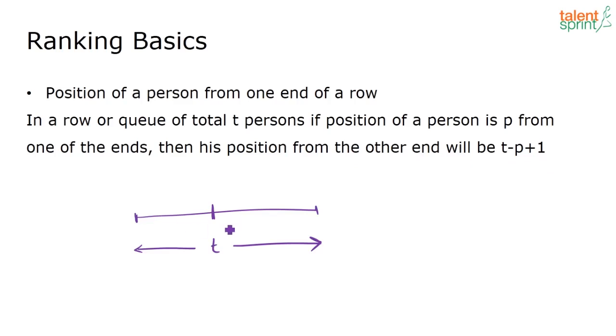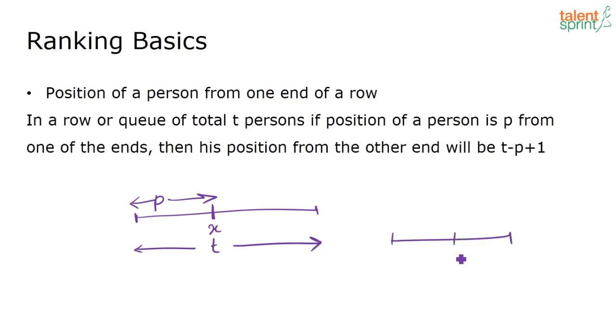So if there is a person, let us say take him as x. Okay, his position from one of the ends. Let us take his position from the left end is p. Then his position from the other end is going to be t minus p plus 1. So again, this formula is very easy as well. How are we arriving at it?